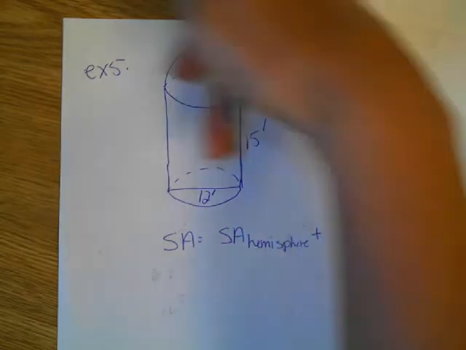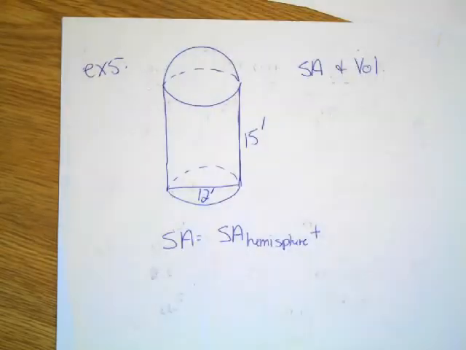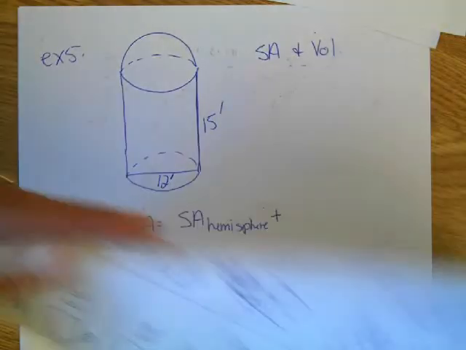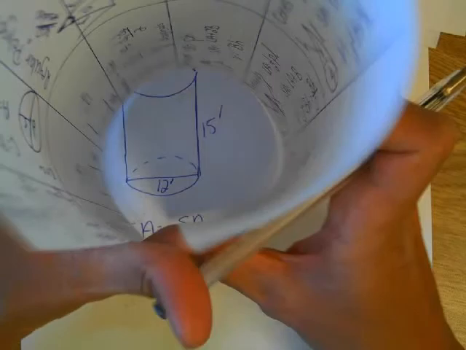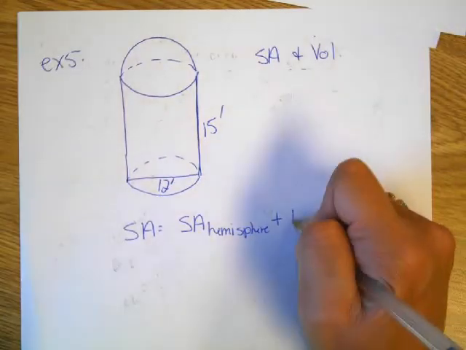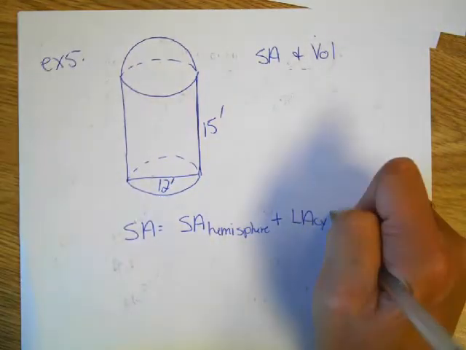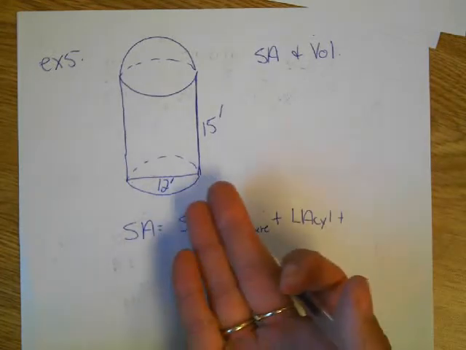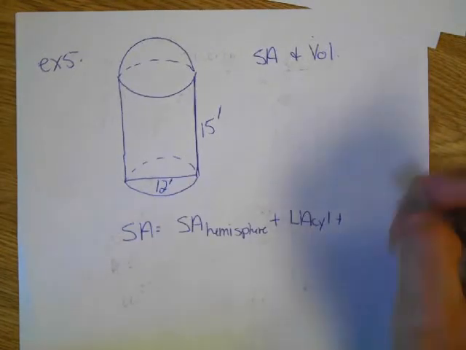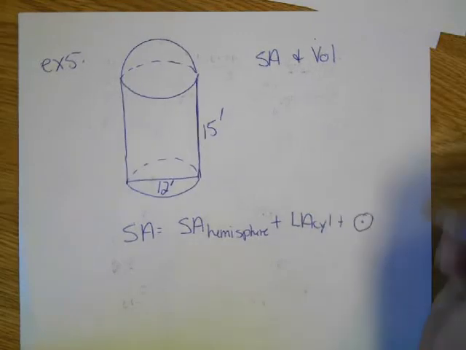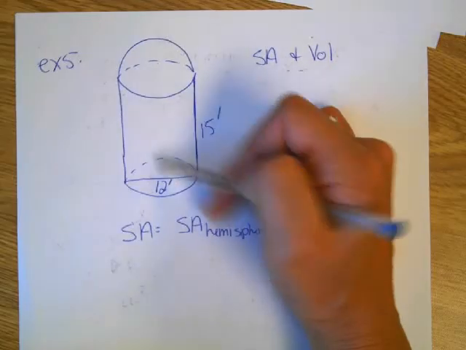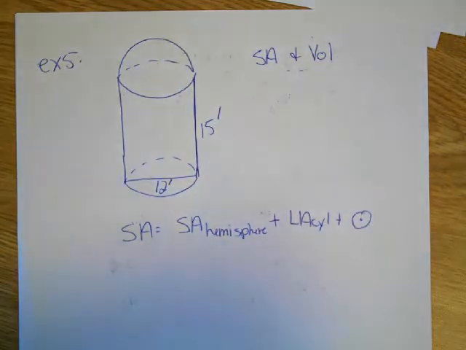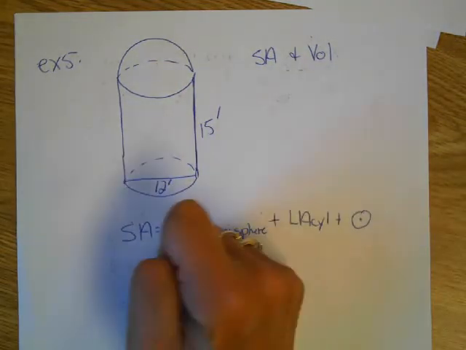Plus, I can touch the sides of the cylinder, which is the lateral area of the cylinder. Plus, I can touch that one circle on the bottom if I picked it up. So plus the circle bottom. I cannot touch the circle here because the hemisphere is sitting on top of it, and then that's open. That could all be filled up. There's actually nothing there. So now 3 formulas.